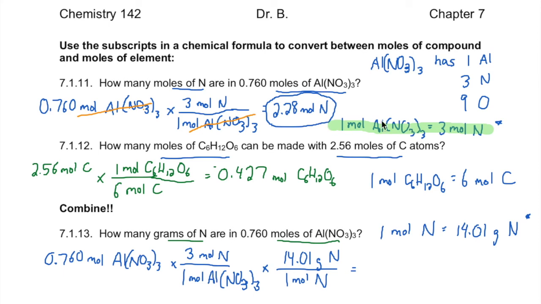So this top relationship here, I wrote as a conversion factor with moles of aluminum nitrate on the bottom and moles of nitrogen on top, and then the next conversion factor has moles of nitrogen on the bottom and grams of nitrogen on top. So then this cancels, and this cancels, and we're left with grams of nitrogen, which is what the question asks for. And it ends up being 31.9 grams of nitrogen.